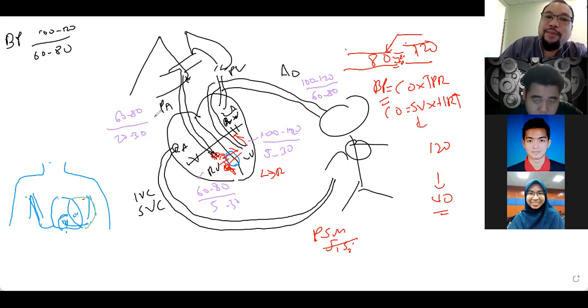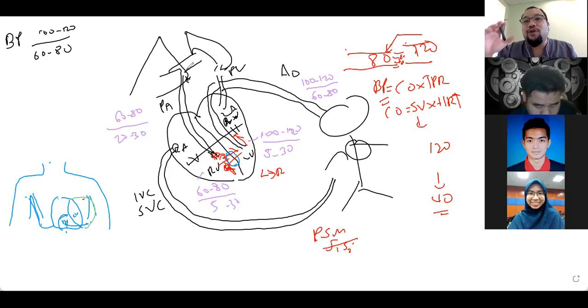Lungs sebelum ni dapat fluid daripada right ventricle sahaja. Sekarang ni lungs dapat fluid daripada both right ventricle and some daripada left ventricle. So what happens to the lungs? Lungs akan jadi fluid overloaded sebelum pulmonary hypertension. Pulmonary hypertension dah teruklah. Tapi what happens mula-mula adalah fluid overload. Fluid overloads in the lung. Bila fluid overload dekat lung, apa you boleh nampak dekat chest X-ray? Pulmonary edema.